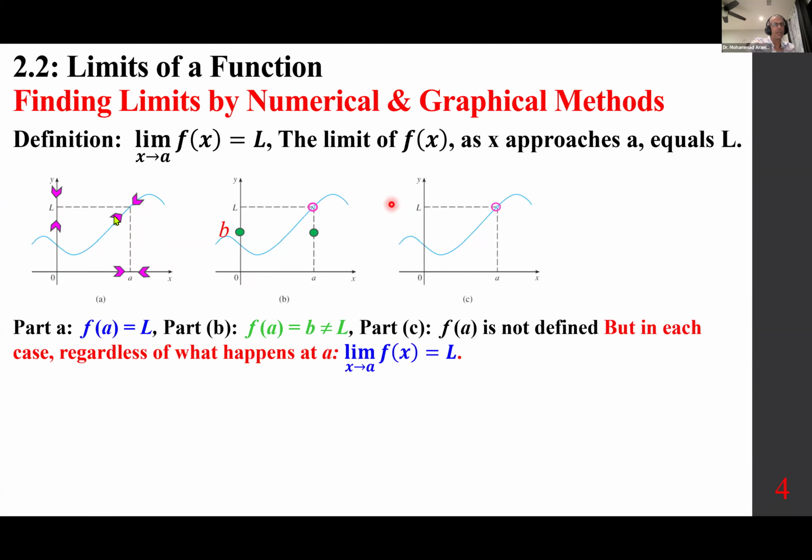In part a, f of a equals n, which makes it continuous at x equals a by the definition of continuity, which we will discuss later on. In part b, f of a equals b, but it's not equal to the limit. In part c, f of a is not even given, so it's not defined. But in each case, regardless of what happens at a, the limit of f of x as x approaches a exists, and it's equal to n.